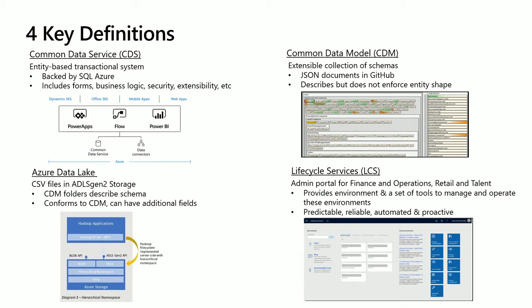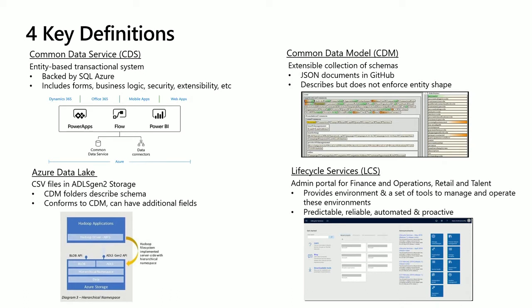The second definition is the Common Data Model. This is the schema definition of the data residing in CDS, and this schema definition has been stored as JSON files and hosted on GitHub.